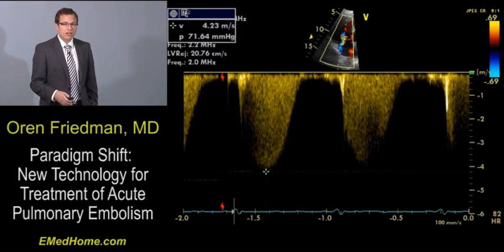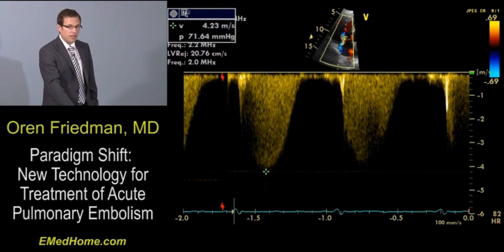This is a clip from his echocardiogram showing a very elevated tricuspid regurgitant jet, so his pulmonary artery pressures were certainly quite elevated.